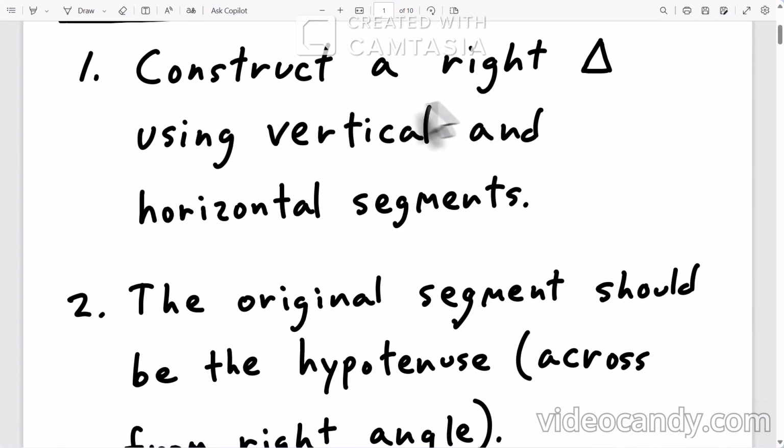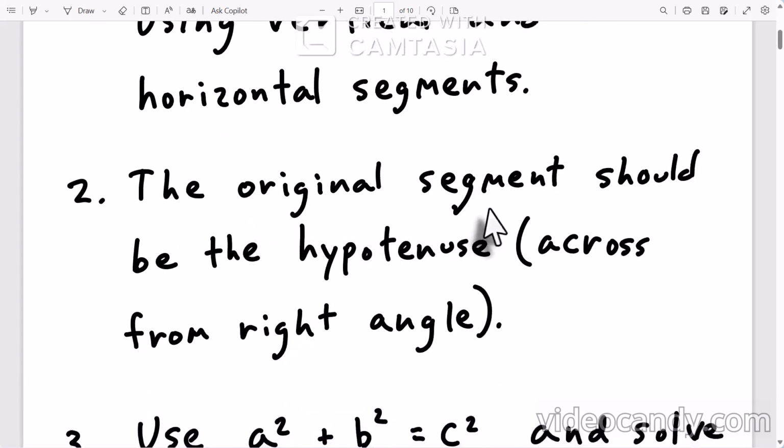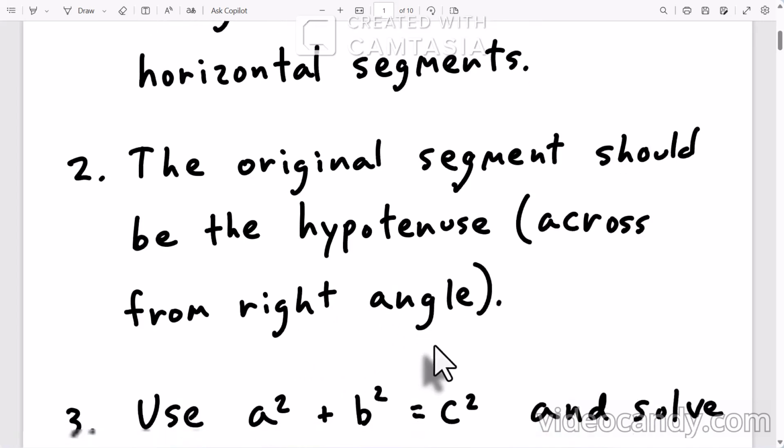You want to construct a right triangle using vertical and horizontal segments. The original segment, in other words, the segment you're finding the distance of, should be the hypotenuse. That'll be across from the right angle.